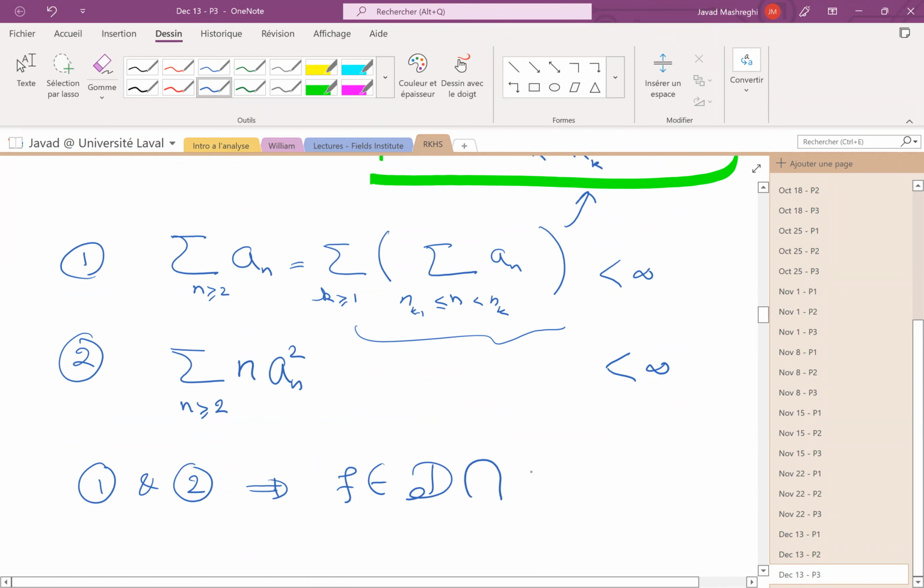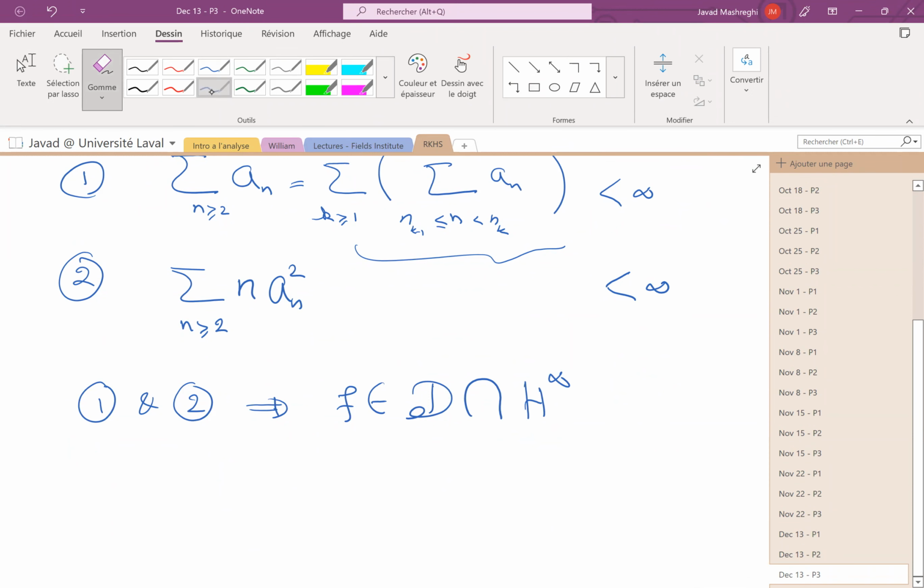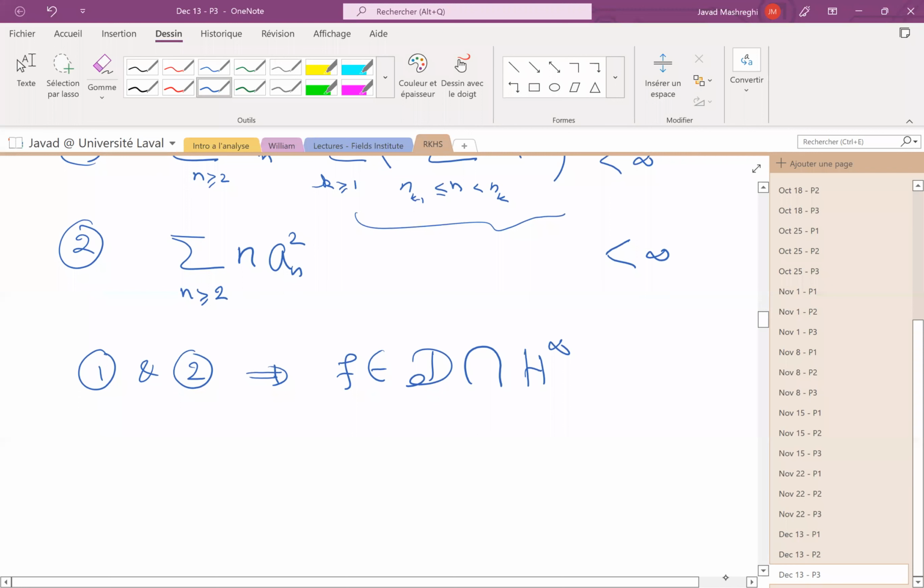Intersection, indeed, I write H infinity here, but you can replace H infinity even by W, which is a notation for the Wiener algebra. I don't need this here, but H infinity is enough. So it's a very, very nice function. Good, but still, that's kind of half of the proof. I need to show that it's not a multiplier. How to show that it's not a multiplier?